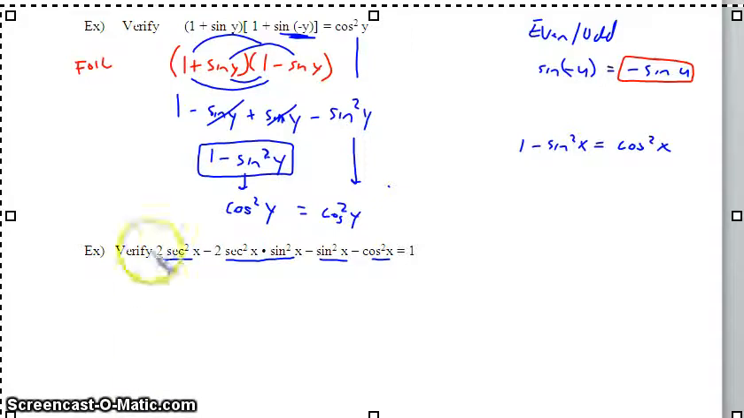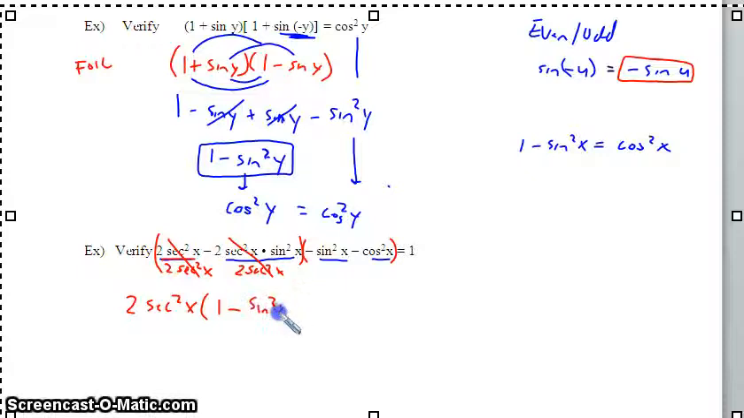So there's my first term and my second term in a set of parentheses, and then I put my third and fourth terms in their own set of parentheses, and pull out the greatest common factor for each. In this set of parentheses, I notice that they have a 2 secant squared x in common. If I divide by 2 secant squared x, here they'll cancel out and give me a 1, and here they'll give me a sine squared. Okay? Do the same process over here.